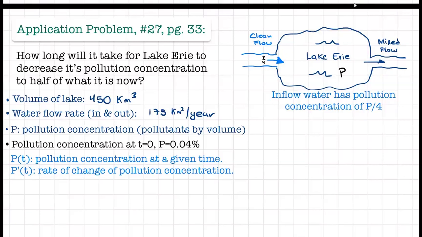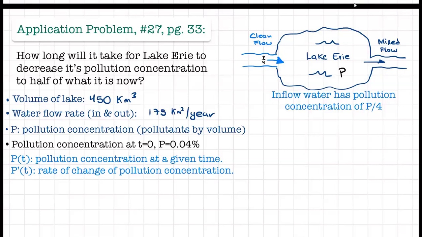They're also telling us that the inflow water has a pollution concentration of about P over 4. So the lake at the very beginning is not totally contaminated, but it still has some pollution. And the clean water is not necessarily super clean with no pollution, but it has about a fourth of that pollution. So it's still polluted, but less than what is actually in the lake. Over time, since we're supplying less pollution than the lake has, the pollution will eventually decrease.